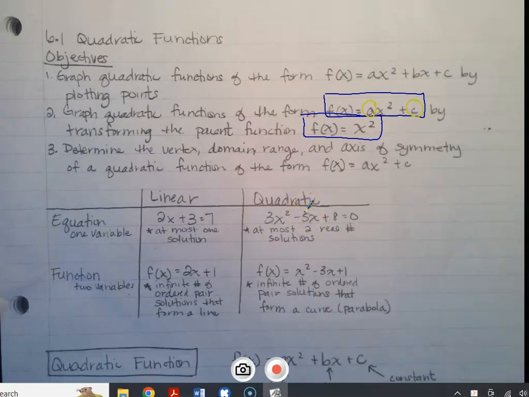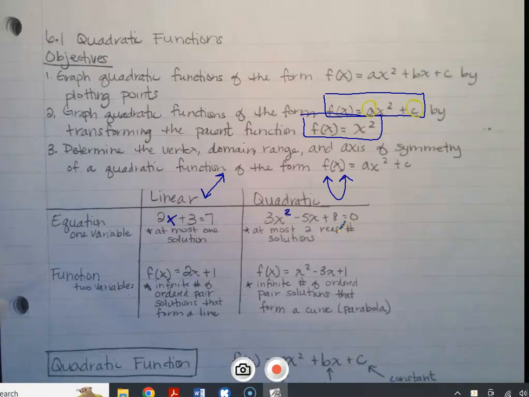So in a linear, the highest we'll have is an x, and that's linear. If x squared is our highest, it's a quadratic. Linear is a line when we graph it. A quadratic is a parabola when we graph it. So I'll put those up there too. An equation is going to have at most one solution if it's linear. If it's quadratic, it's going to have at most 2 real number solutions.